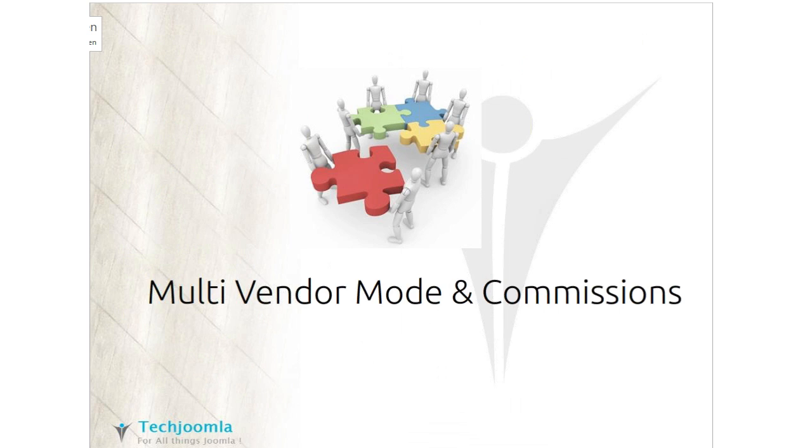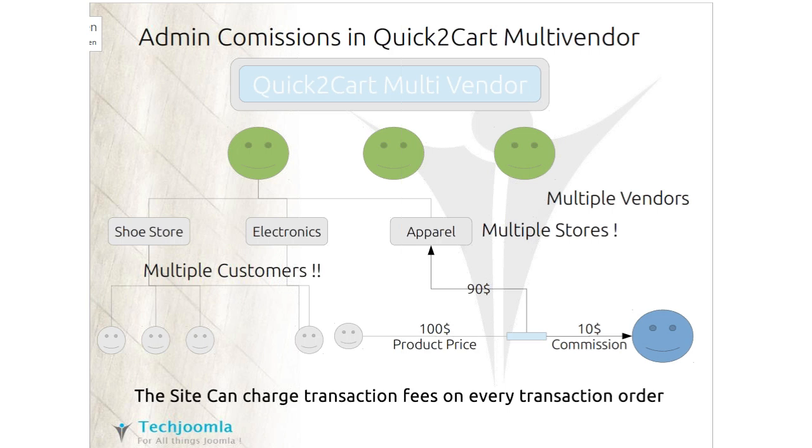Multiple vendor mode can have commissions, so that the site admin can also benefit from it. The screen shows you how the commissions can be distributed among the stores and the vendors. As you can see, there's a shoe store, electronics store, and apparel store, and there are multiple customers, and a product price can be divided into a commission, and the remaining amount can be given out to the store vendor.